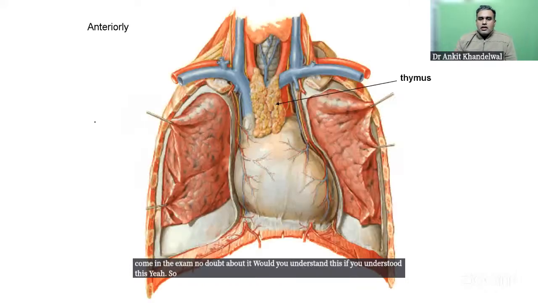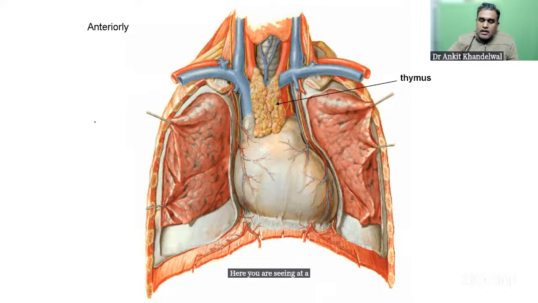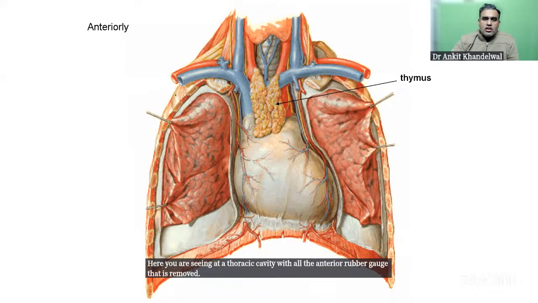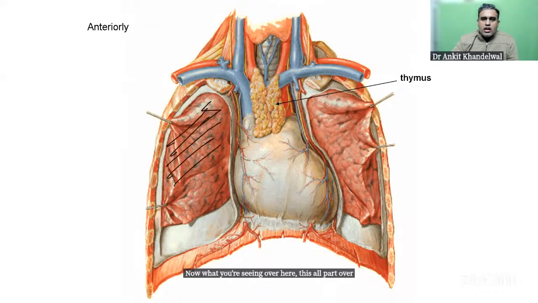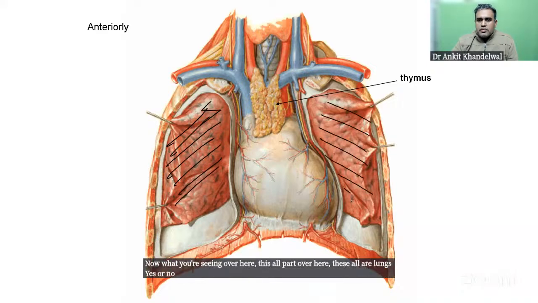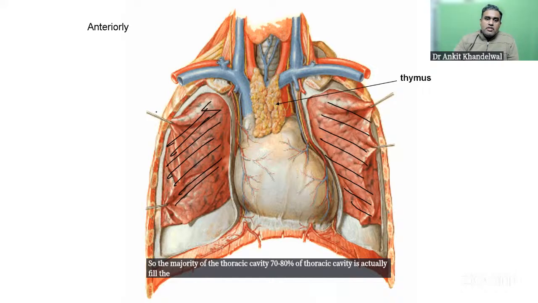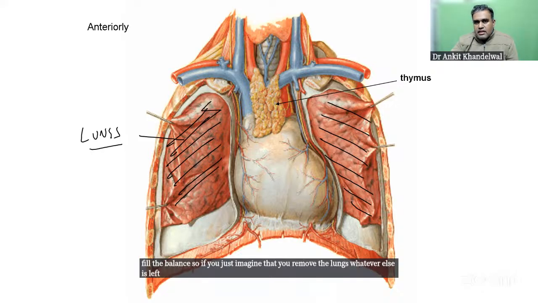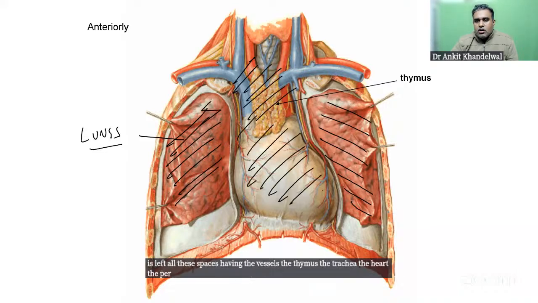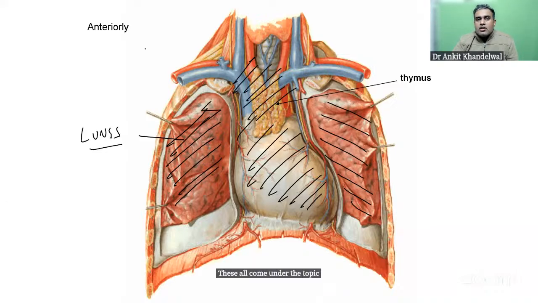So let us start. Here you are seeing a thoracic cavity with all the anterior rib cage removed. Now, what you're seeing over here, all this part, these all are lungs. Yes or no? So 70-80% of the thoracic cavity is actually filled up by lungs. If you just imagine that you remove the lungs, whatever else is left, all these spaces having the vessels, the thymus, the trachea, the heart, the pericardium, the esophagus, all of this comes under the topic of what? They all come under the topic of mediastinum.